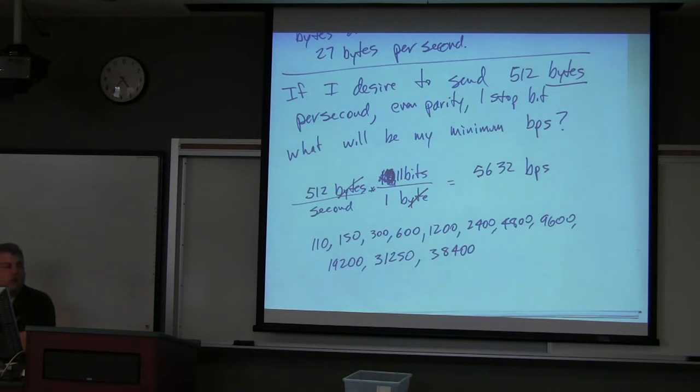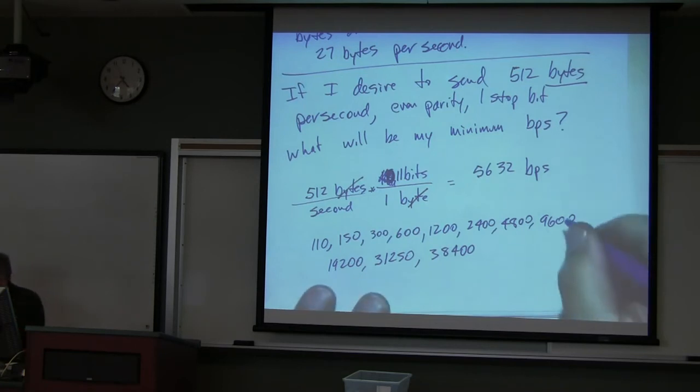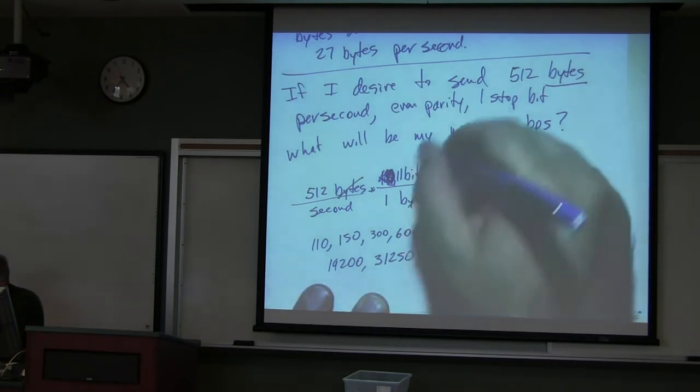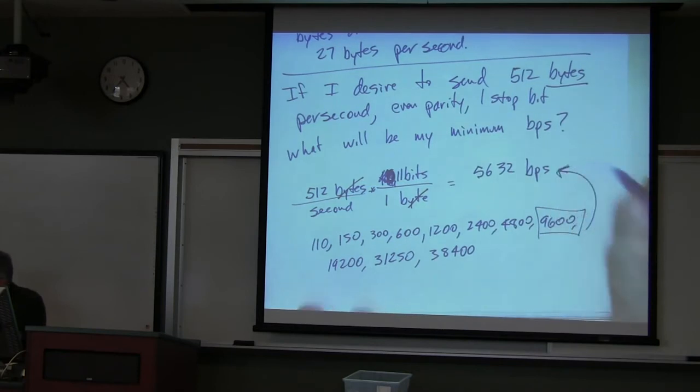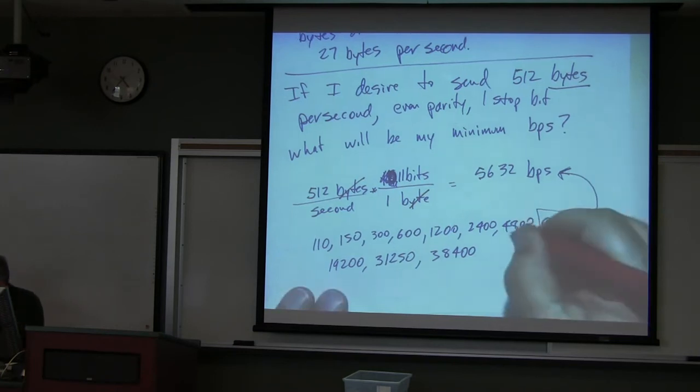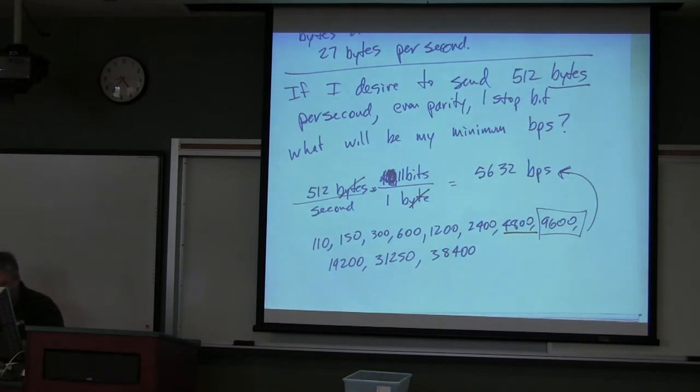So, if I were to choose one of the standards, which one would I choose? Obviously, I want to choose 9600 because I said minimum. So I would send it at 9600. By the way, most GPSs, when they're transmitting, are sending at 4800. Why do you think they communicate so slowly?